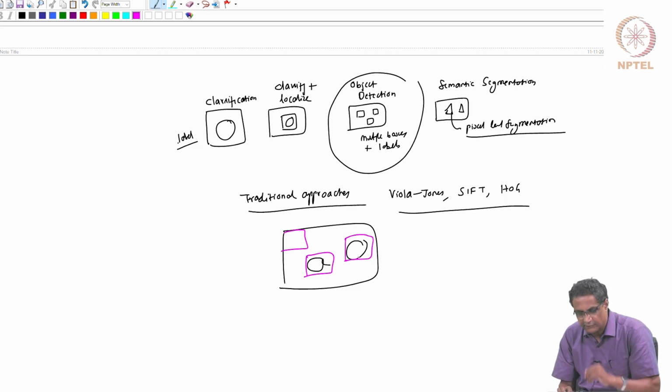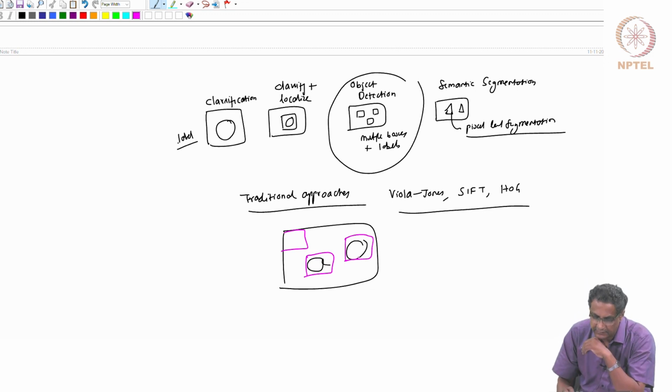Therefore, deep networks have taken a different approach, and there is a set of three papers that came almost from the same set of authors. These are called RCNN, Fast RCNN, and Faster RCNN. They have that R because these are all region convolutional networks, in the sense that they don't go through the sliding window based approach. One of the key things they do is generate what are called proposals.